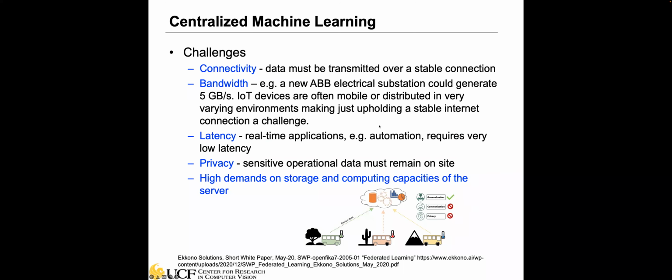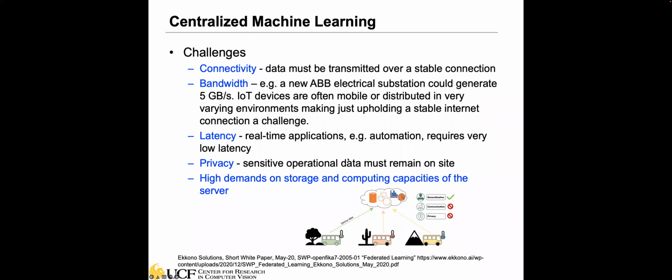And also the bandwidth. Maybe in some areas you don't have 4G, you don't even have 3G, so there's limited bandwidth for sending the data. Also, some locations or devices are able to generate a huge volume of data. For example, an electrical substation could generate 5 gigabytes of data per second. That's a huge amount of data. How can you send this huge amount of data to the cloud all the time? That would also be limited by the bandwidth.